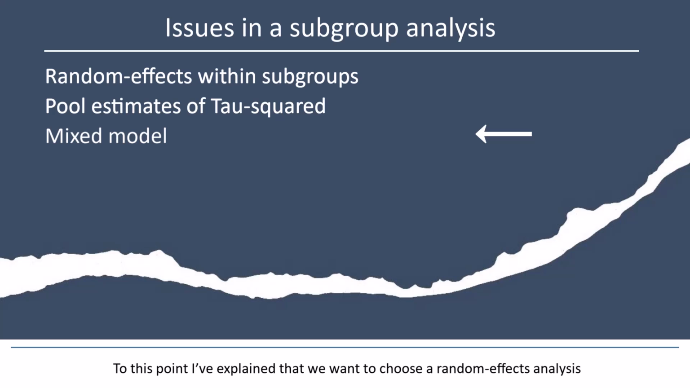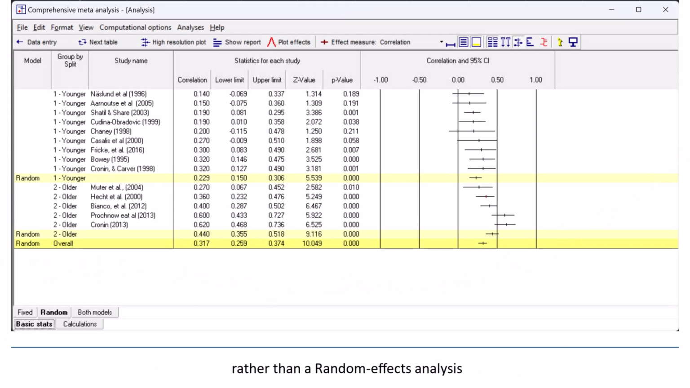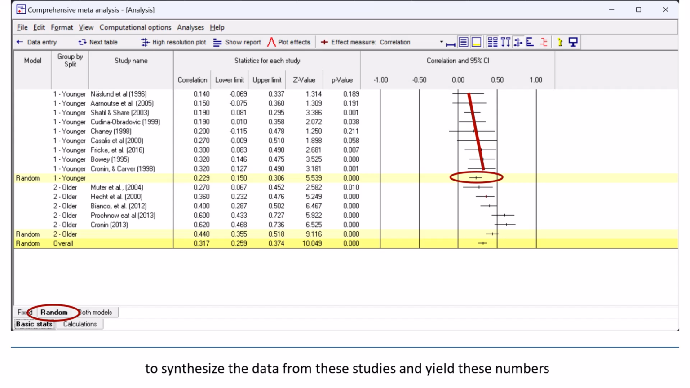To this point, I've explained why we want to choose a random effects analysis. Now, I need to discuss why this is called a mixed effects analysis rather than a random effects analysis. The reason is that we need to choose a statistical model at 2 levels. Within subgroups, we're using random effects. That is, we use a random effects model to synthesize the data from these studies and yield these numbers, and we use a random effects model to synthesize the data from these studies and yield these numbers.